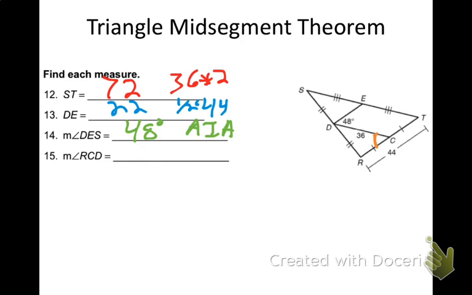And the last one, I want this orange angle RCD. What would the measure of that orange angle be? Okay. And why is that one 48 degrees? That'd be another example of alternate interior angles. Nice job.